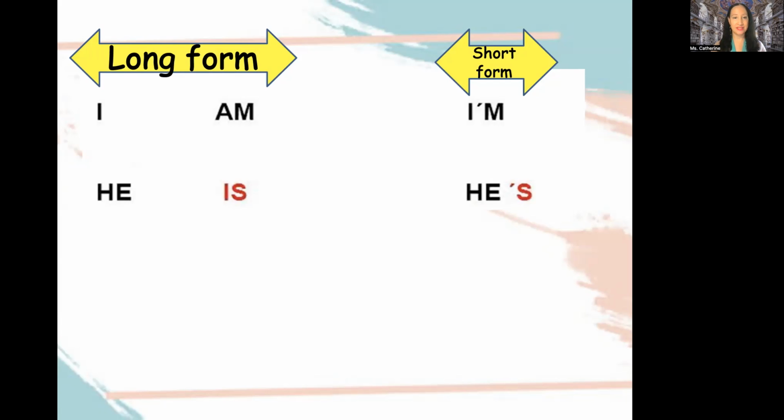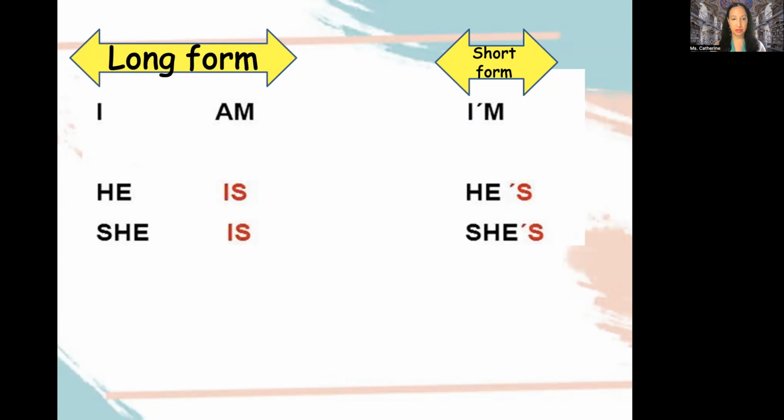What about he is? Let's say he is first. Repeat after me. He is. Good. Now the short form would be he's. He's. You get it? Say it again. He's. Good job.